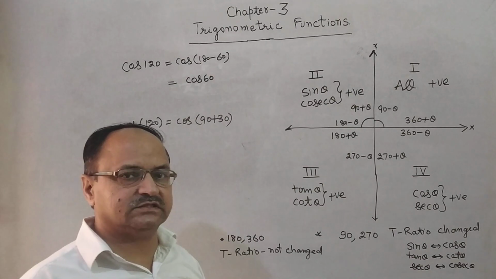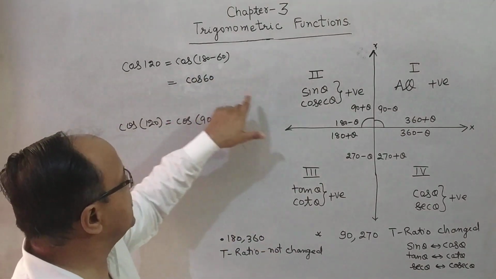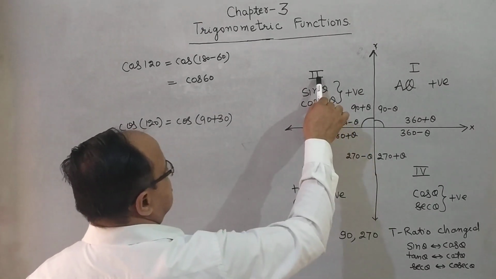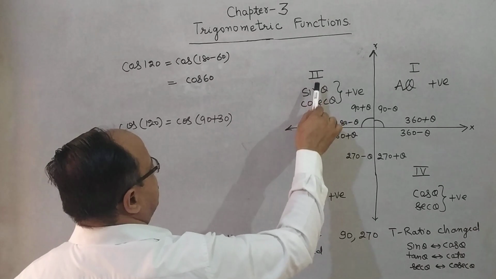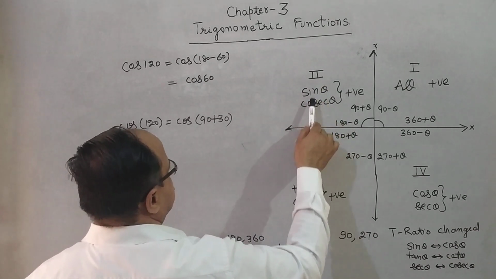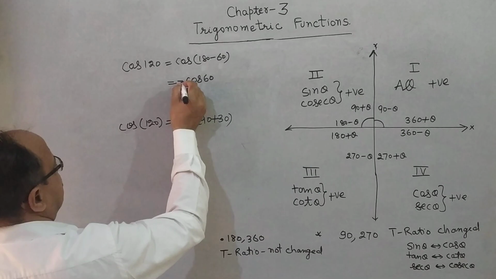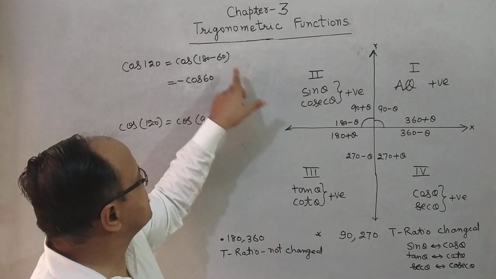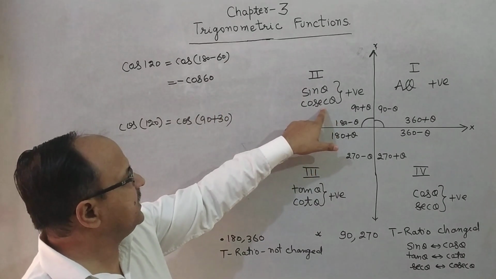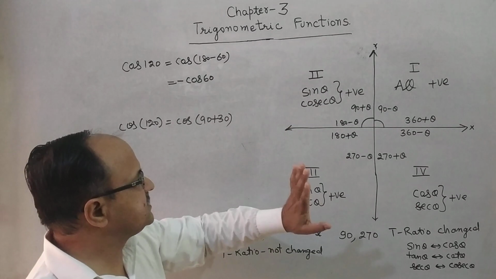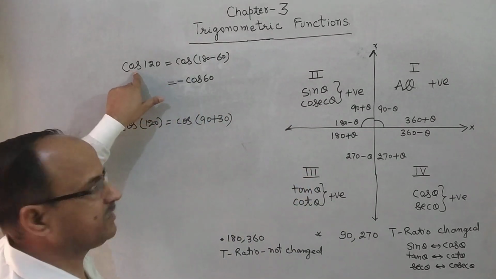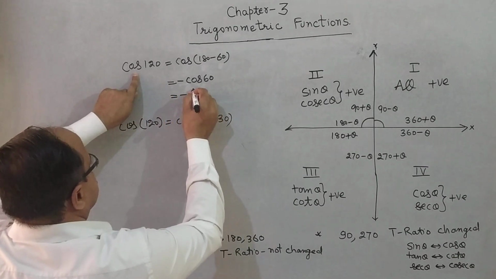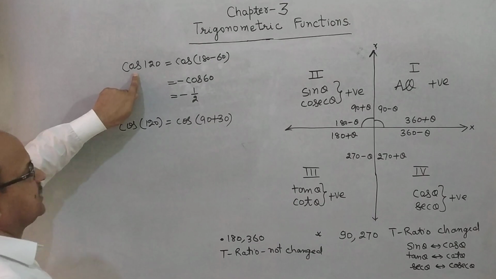Now decide the sign. You know that 120 angle lies in which quadrant? 180 minus theta lies in second quadrant, and in second quadrant sin and cosec positive, other t ratios negative. Therefore cos is negative. You put here a negative sign. Now can you tell me the value of cos 60? Cos 60 is 1 by 2.